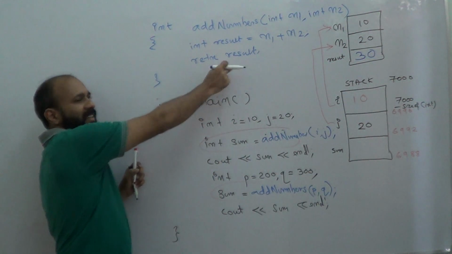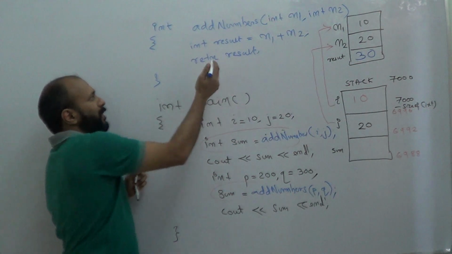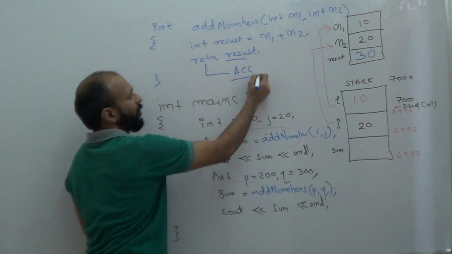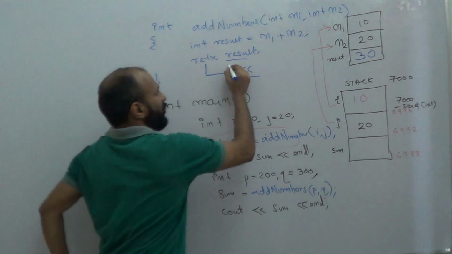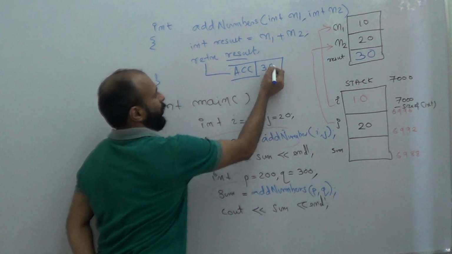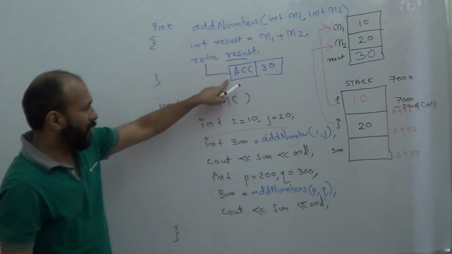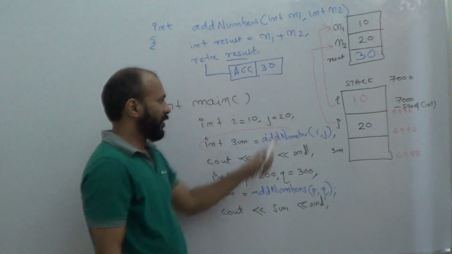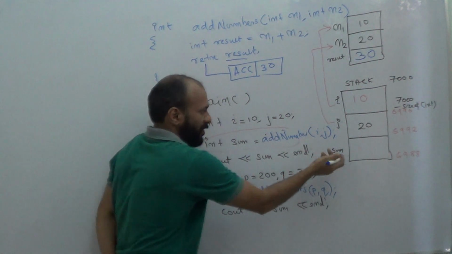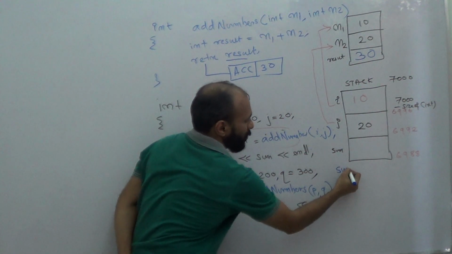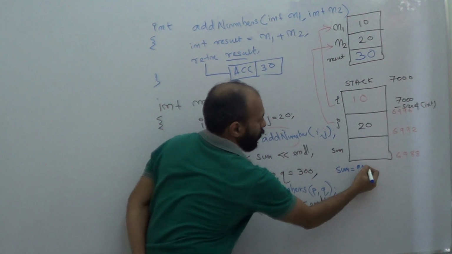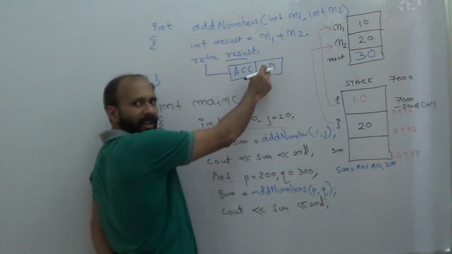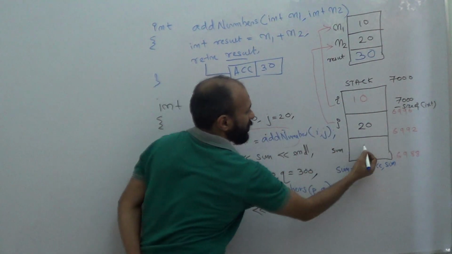Now here I am writing return result. This return statement will keep this result inside the accumulator. So this accumulator register will contain 30. Now this sum will collect the value from the accumulator. According to the processor, the sum will be: sum equal to move accumulator to sum.